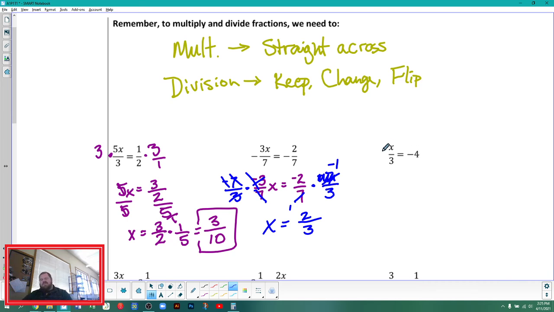Next one, this isn't really a fractional problem, even though it's written as 1. It's just x divided by 3. So we can cancel out those 3's, and I get x is equal to negative 12. And there we go.